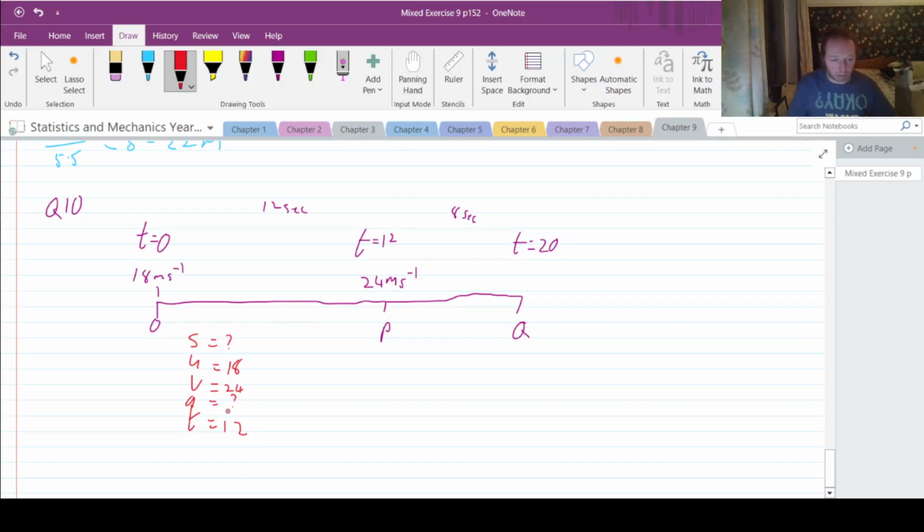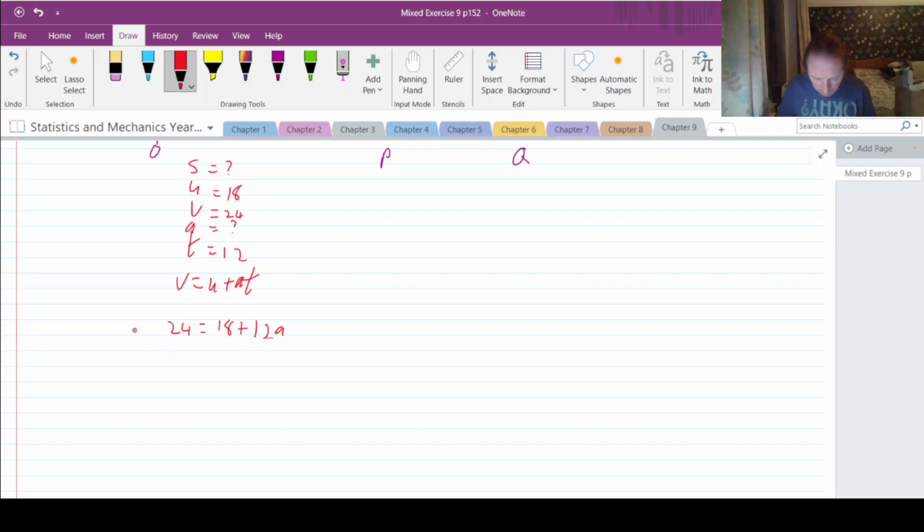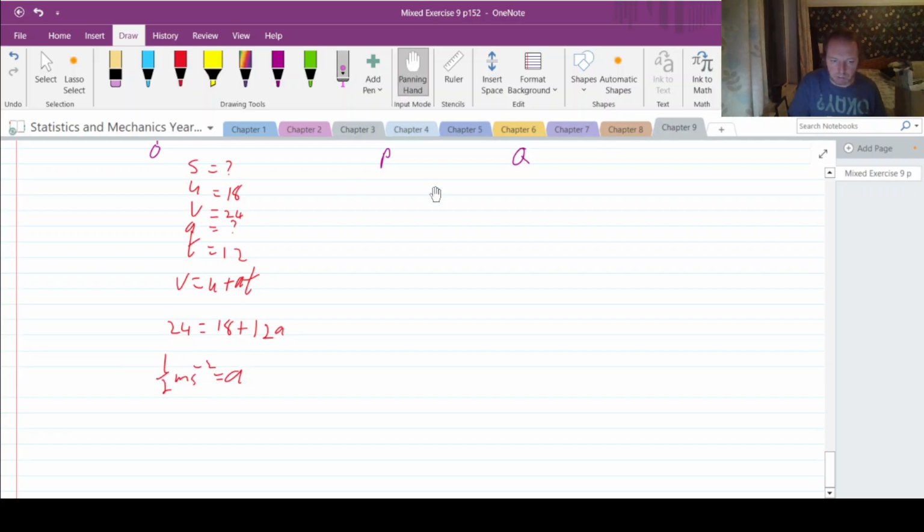I want to know the acceleration, so I will use v equals u plus at. From that we can say 24 is equal to 18 plus 12a. So 24 take away 18, 6, divided by 12 is a half. So we've got a half meter a second minus 2 as our acceleration.